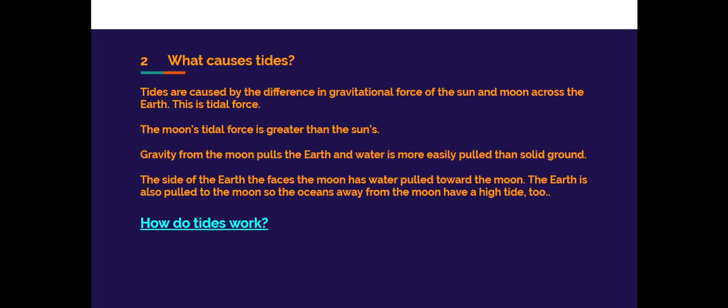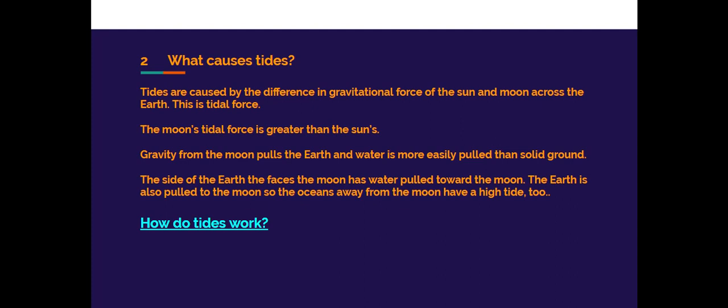And remember, the sun is pulling on us as well. So the sun is also pulling water because the water is a liquid. The earth is a solid object. We are a terrestrial planet. You'll learn about that later. So the water moves when the earth isn't moving. The water will move more. The gravity from the moon pulls the earth, and water is more easily pulled than solid ground. I don't know if I wrote that right, or grammatically it's awkward.